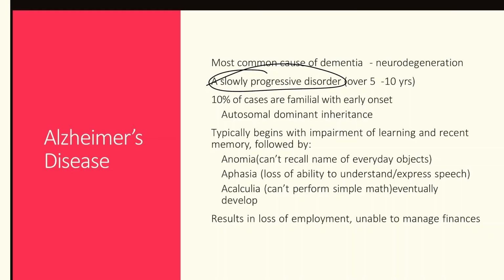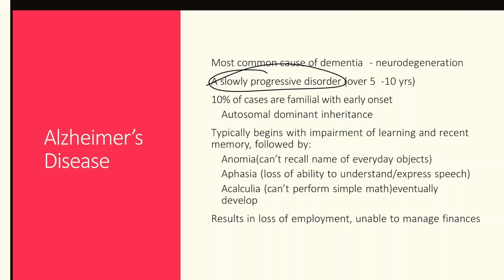Typically, impairment of learning and recent memory. So anything recent they have trouble holding on to. So anomia is can't recall everyday objects. So what do you do for that? How do you test that? What is this? Stereognosis too. Put something in their hand. Do they know what that is? That's why you have to use real objects. Don't use reflex hammers or medical stuff because they won't know what that is.